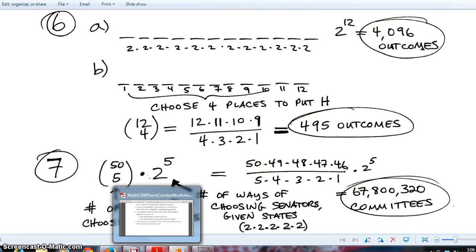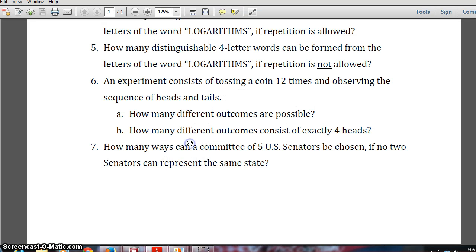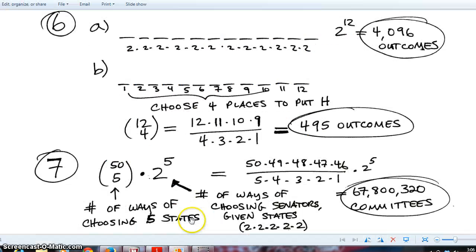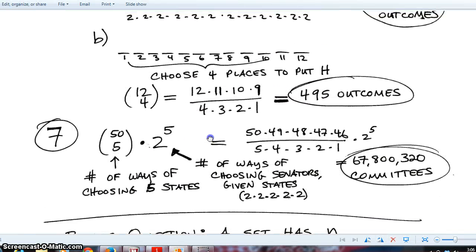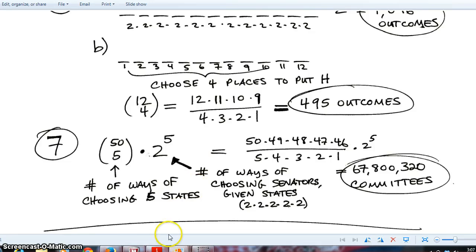That's a binomial coefficient. Number 7, how many ways can a committee of 5 U.S. senators be chosen if no 2 senators can represent the same state? So 50 states, 2 senators each state, 100 senators. Again, you can't just do this in one step. You have to think of it as a sequence of things you're going to do and then use the multiplication principle.